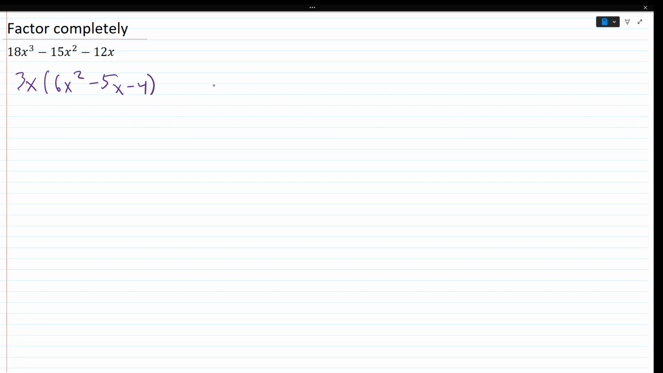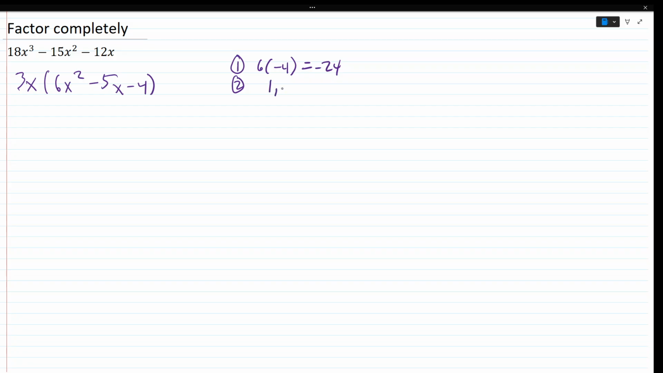Let's see if we were to use the AC method. Remember, for the AC method the first step is, multiply your A times C, your leading coefficient times your constant. So that would be 6 times negative 4. And then you've got to find two numbers whose product is that negative 24, and whose sum would be the middle coefficient of negative 5. Well, their product is supposed to be negative 24, so one's positive, one's negative. Their sum is supposed to be negative 5, so the larger one must be the negative value.